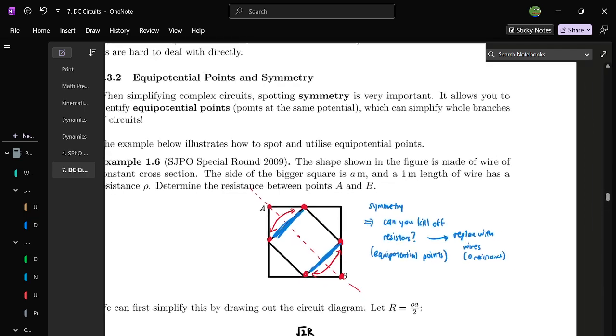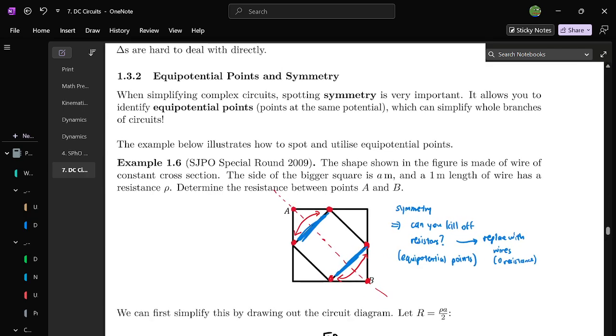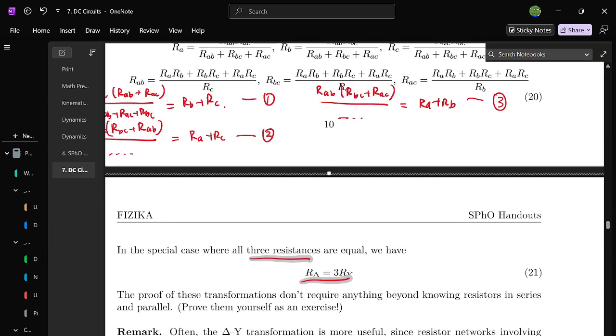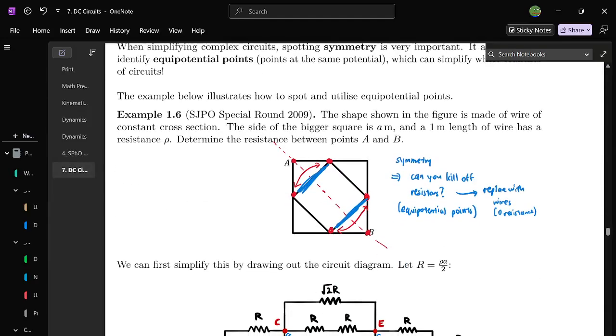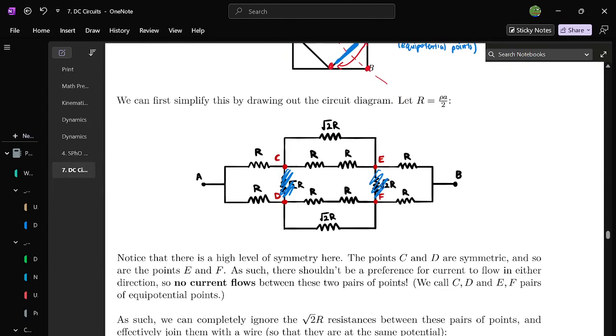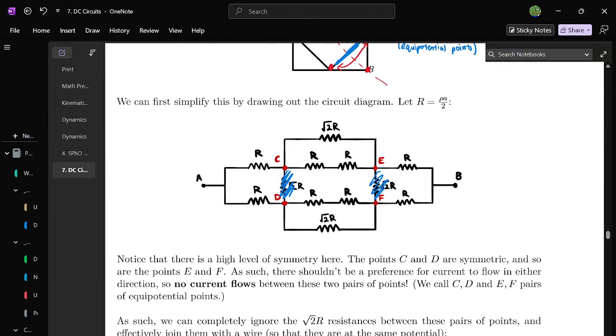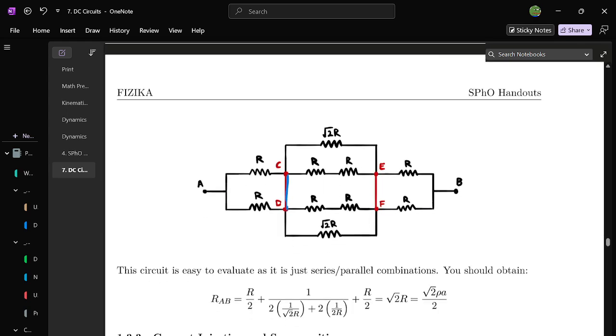So this is the point of this example. These pairs of points are equipotential to each other, and that is why you can do this. There is another example later on how to spot equipotential points in the problem set. So I think it'll be more concrete when I go through that part.